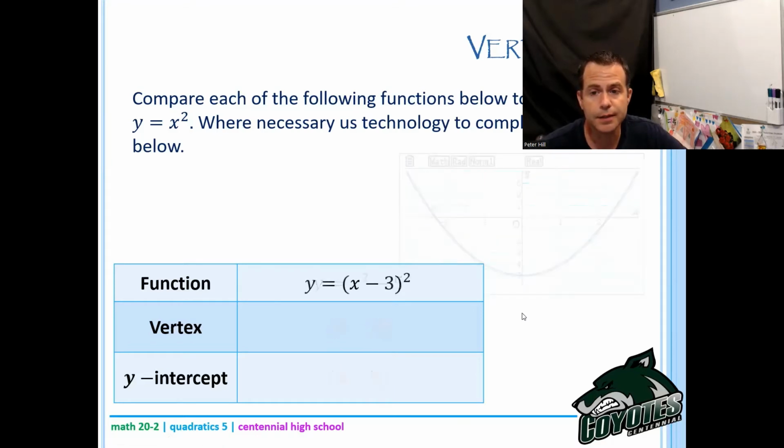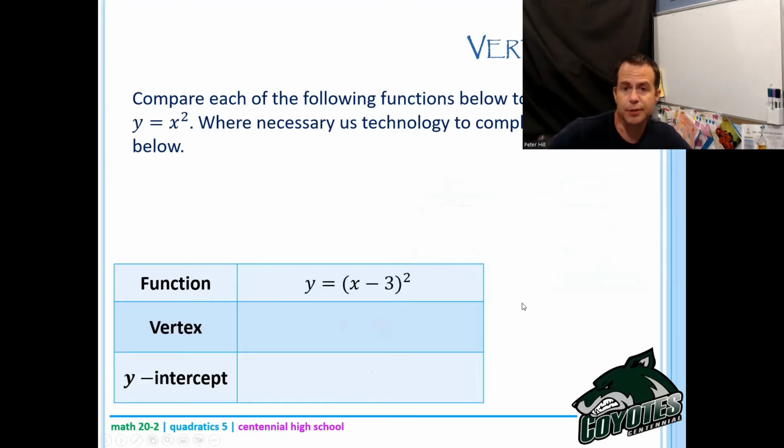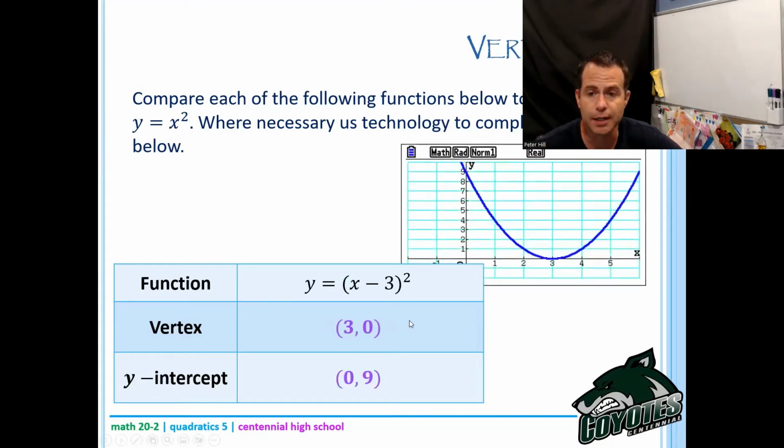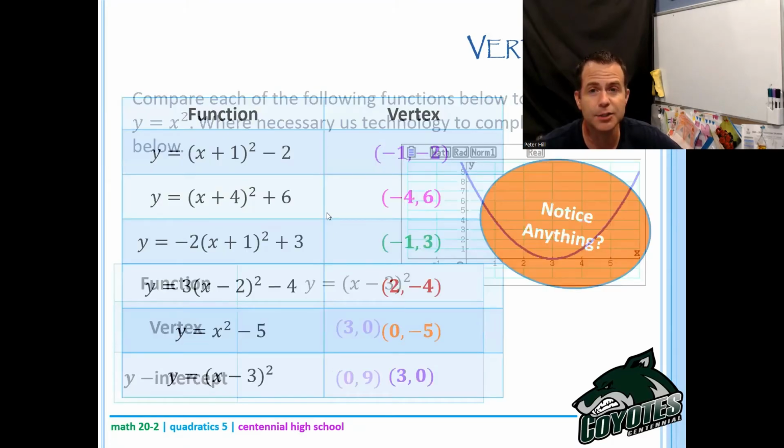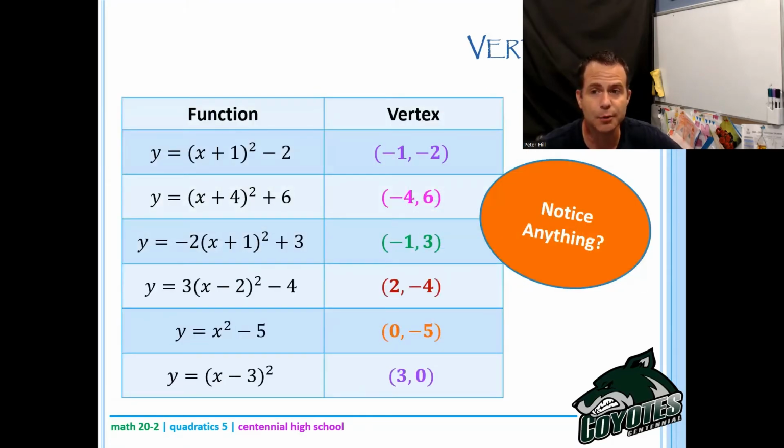And then the last one in your table was x minus 3 squared. The vertex you should have gotten here was 3, 0, and the y-intercept was 0, 9. Okay, and then that's the sketch of what you should have seen. All right, so now you're looking at this completed table. I would like to show you the completed table for a second, just with the vertex, and we're gonna just take a quick look, see if we notice anything.